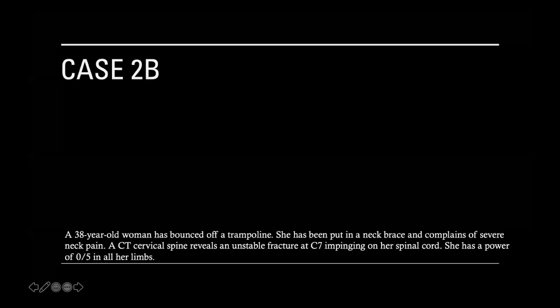Okay, case 2B. So you've got a 38-year-old woman who's bounced off a trampoline. She's been put in a neck brace and complains of severe neck pain. A CT cervical spine reveals an unstable fracture at C7 impinging on her spinal cord. She has a power of 0 out of 5 in all her limbs.